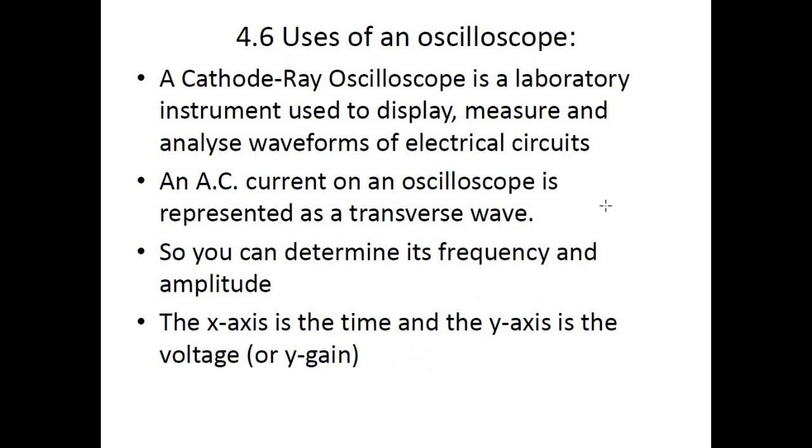A cathode ray oscilloscope is a laboratory instrument that is used to display, measure and analyze waveforms for electrical circuits. If you have an AC current on an oscilloscope, it is represented as a transverse wave, so you can determine its frequency and amplitude by looking at the pattern generated on the screen. The x-axis is always the time and the y-axis is known as the y gain, the voltage.